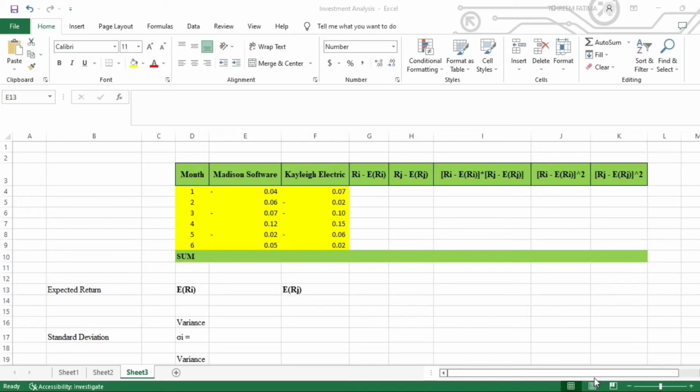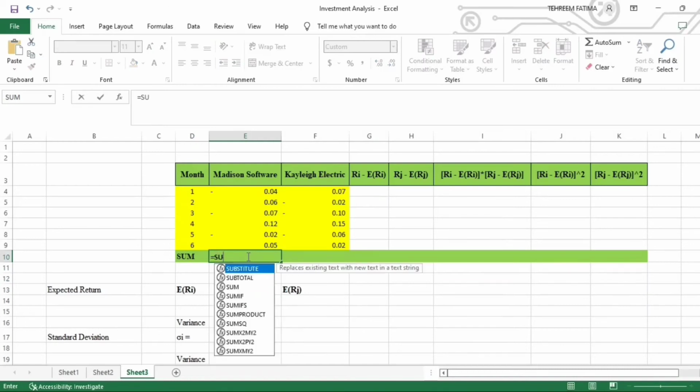The following are the monthly rates of return for Madison Software Corporation and for Kayleigh Electric during a 6 months period. We are going to compute the expected monthly rate of return for each stock, the standard deviation of returns for each stock, and the covariance and correlation coefficient between the rates of return. So let's get started. First, I'm going to compute the sum for Madison Software.